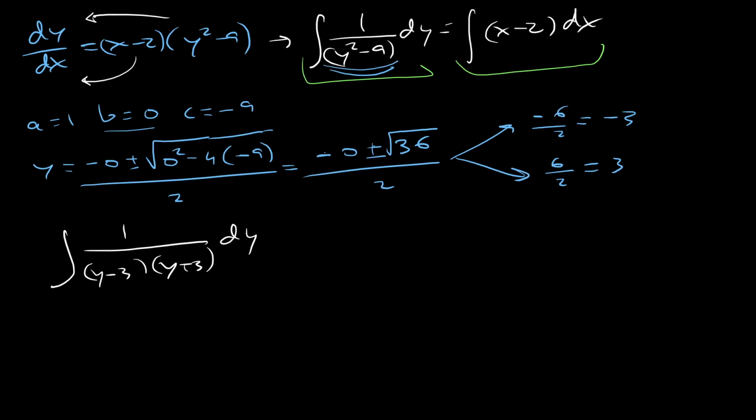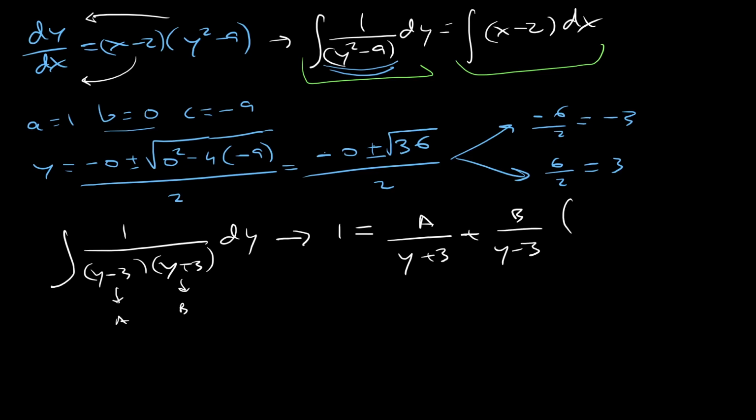Whenever we have a situation like this, we need to find the proper element for this one that we're going to call a, and the second element for this one that we'll be calling b. To do that, 1 is equal to a divided by y plus 3, plus b divided by y minus 3.